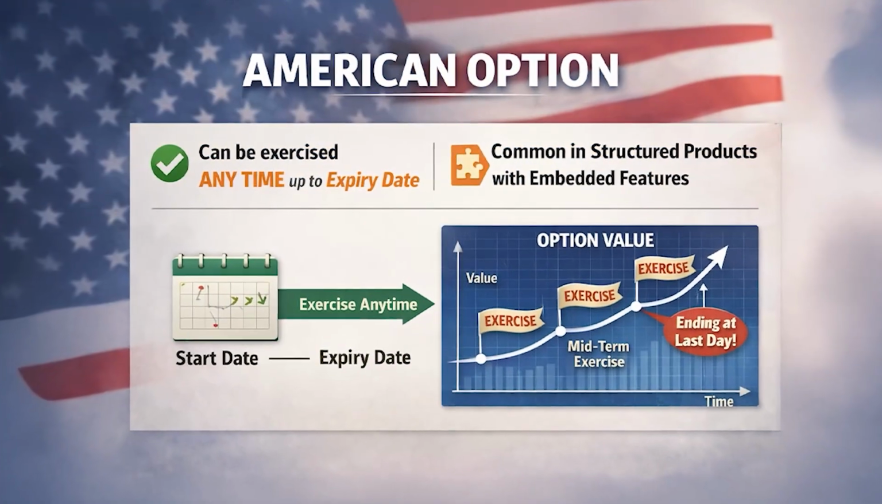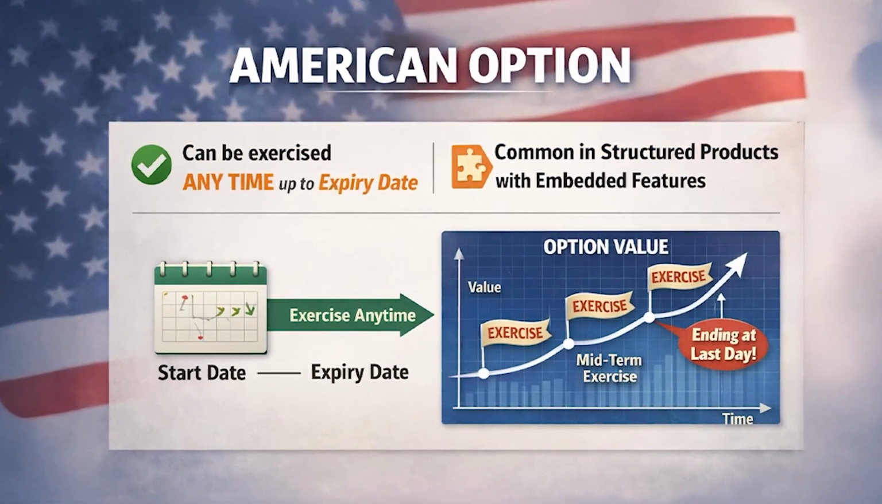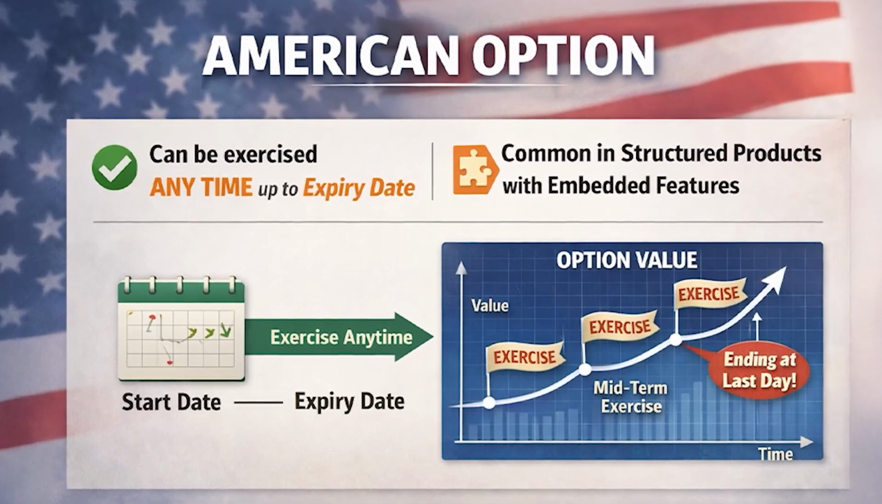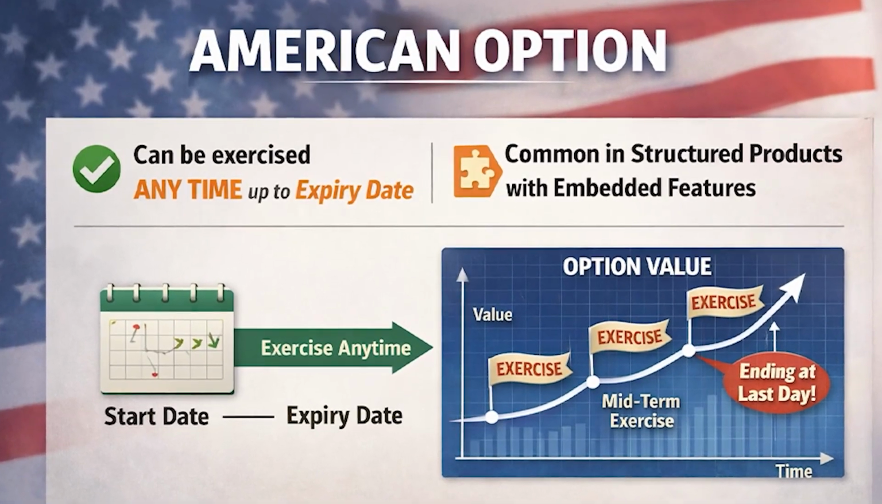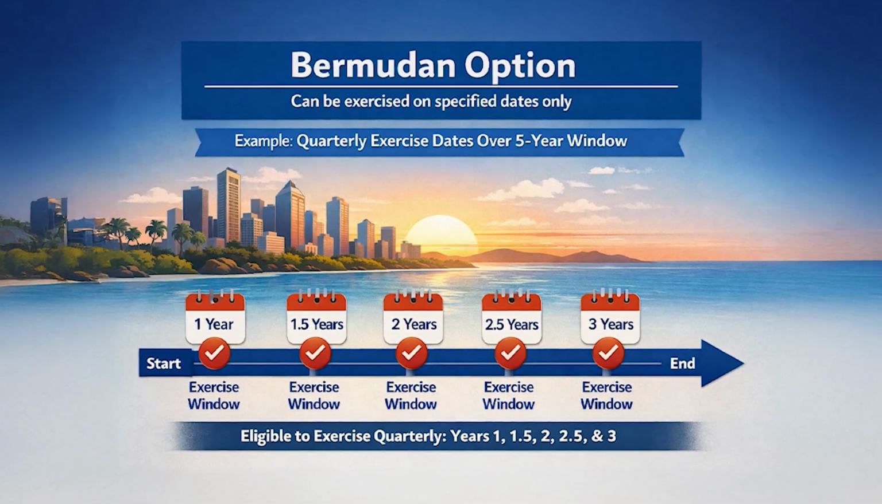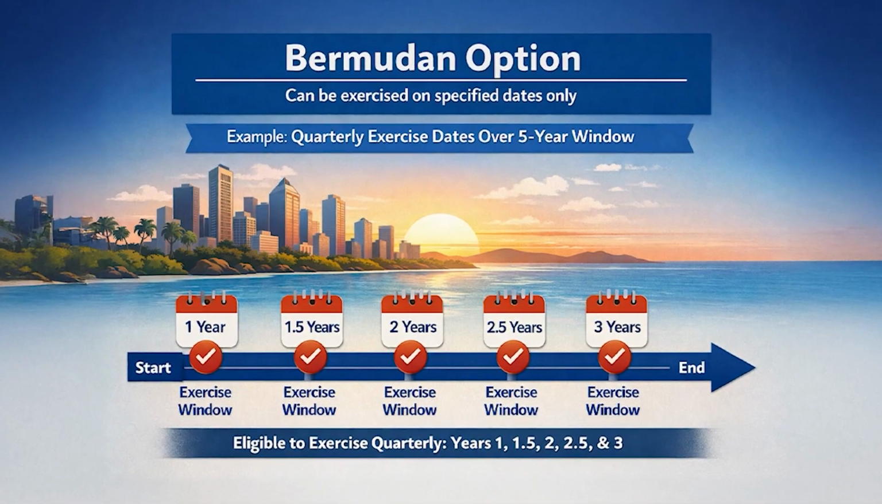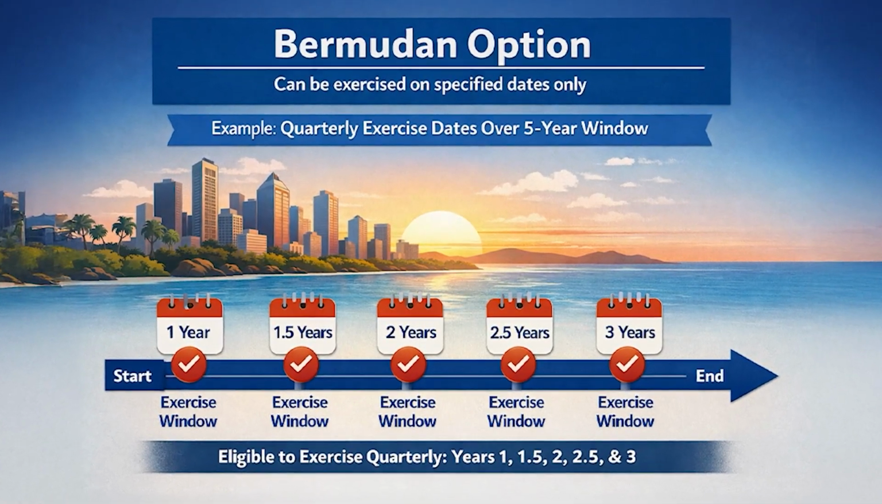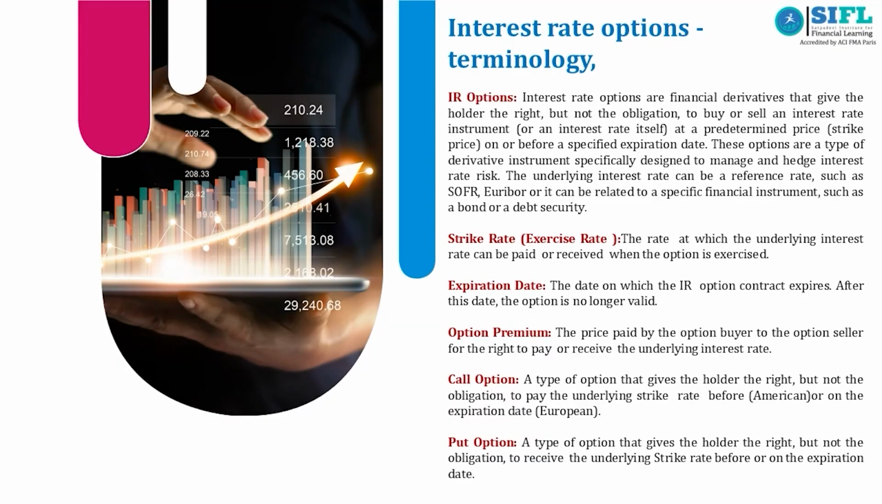American. The option can be exercised any time up to the expiry date. Rare for plain IR options, more common with embedded features in structured products. Bermudan. Can be exercised on specified dates only, for example, quarterly over a 5-year window. This is common for swaptions with multiple exercise windows. 3. Option premium. The premium is the price the option buyer pays to the option seller for the option. It has 2 components, intrinsic value and time value.